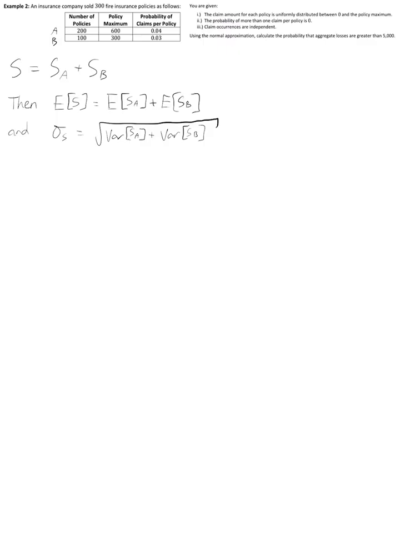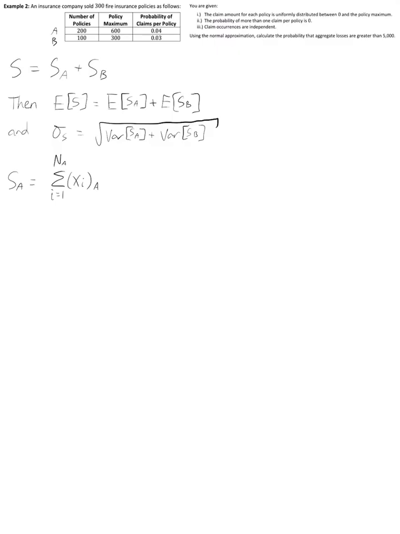So then, let's start thinking about these individual distributions. We can define the sum of aggregate losses under policy A as follows: the sum from i equals 1 to N_A of all the X_i's that come from the loss distribution A. So this is the frequency of losses under policy A, and this is the severity of an individual loss under policy A.